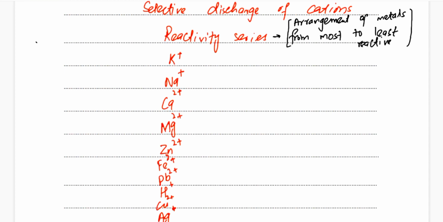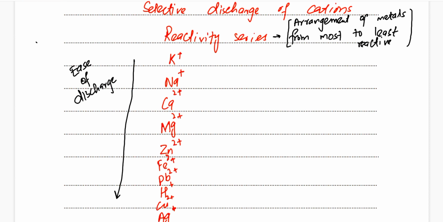You can say the ease of discharging increases from top to bottom. Ease of discharging increases means the lower ones will be discharged preferentially over the upper ones. They will be discharged first before the upper ones. Silver will be discharged first, even before copper, and when copper and hydrogen are present, copper will be discharged first.